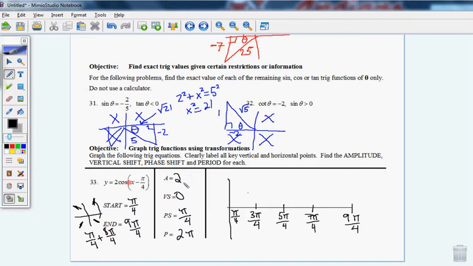All right, so on this one we need to be careful. There's no vertical shift, so this y-axis here is going to be at 0, but we're going to go up to 2, and we're going to go down to -2 because of that amplitude.